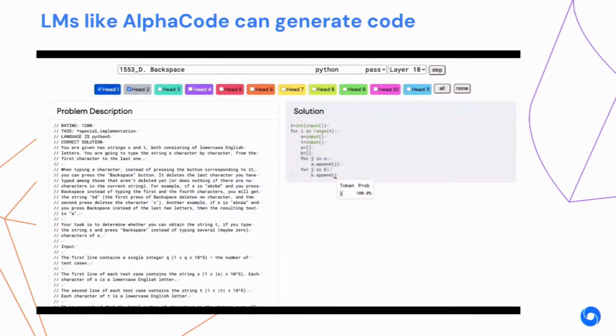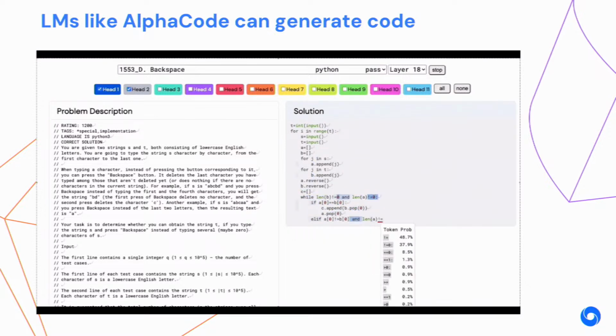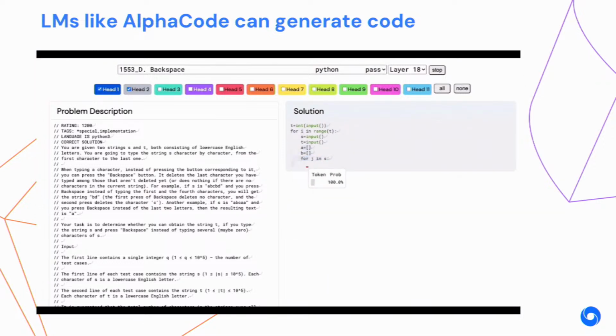To illustrate the structure that it learns, here's an example where this thing is called AlphaCode. It was a project at Google DeepMind where you present a problem description from a code competition and you ask the neural network to generate the code. And as you can see, this is the neural network here generating the code. It's amazing. It actually is a competitive programmer.